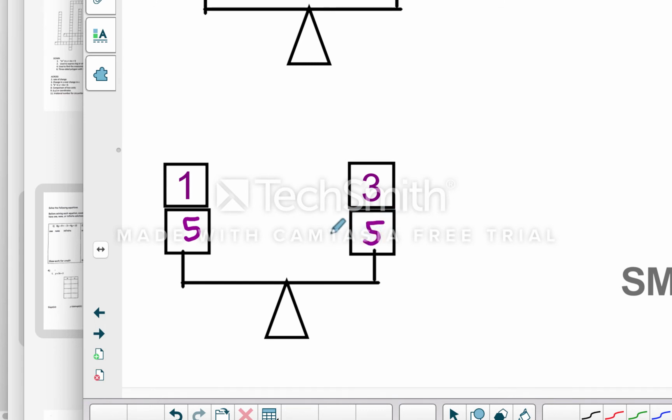And now all of a sudden you've got 8 on the right side and 6 on the left. And so it's not going to be balanced. There's always going to be 2 more on this right side since it started out with 3 and this left side started out with 1. So there'd be no solution here.